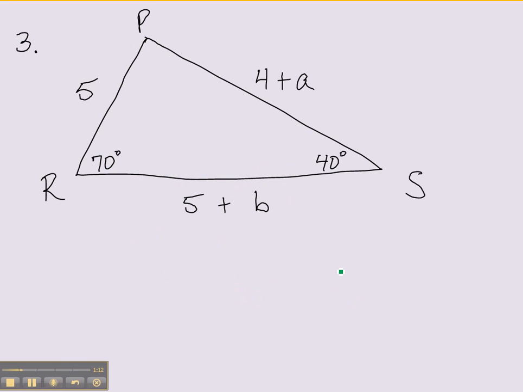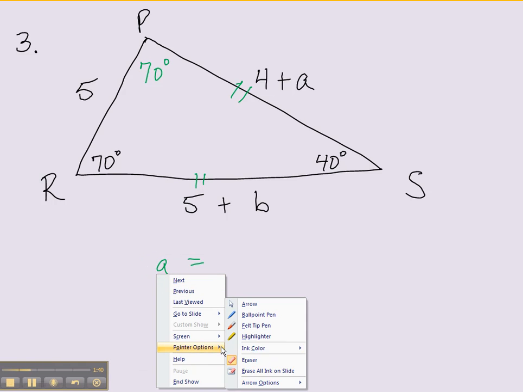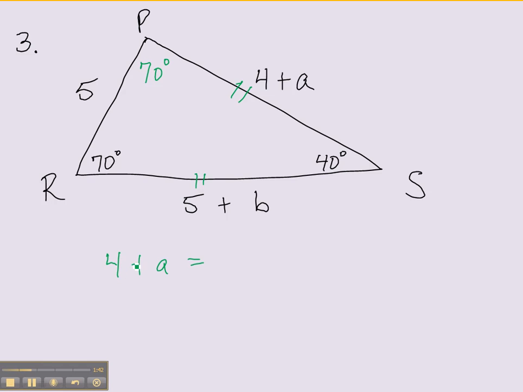Number 3, we have a triangle. We're told that angle R is 70 degrees and angle S is 40 degrees. Well, that's 110. That means this angle P is 70 degrees. We're looking for a true relationship. Well, we have an isosceles triangle. So 4 plus A is equal to 5 plus B, and if we subtract 4 from both sides, we get answer choice D.